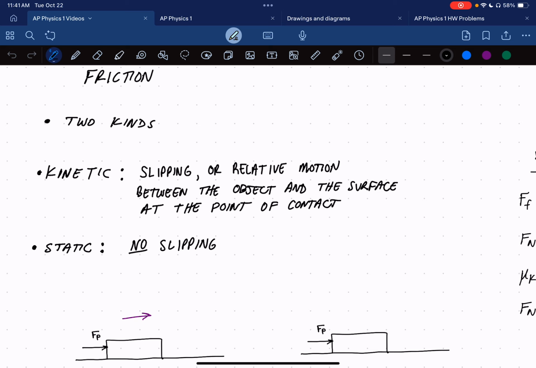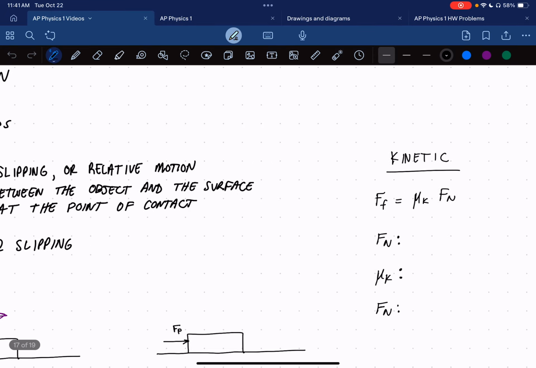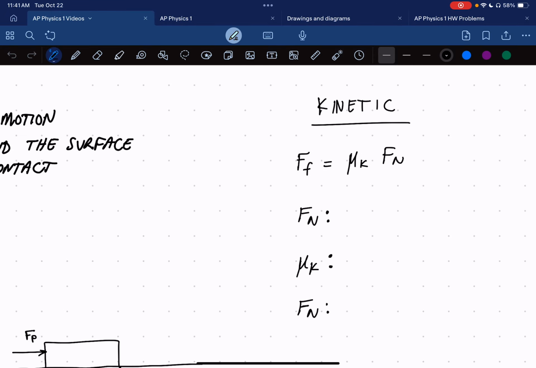Okay. Let's start with kinetic friction. It's a little bit easier of the two, simpler to grasp in this case. Let's come over here. So for kinetic friction, we have an equation for it. The magnitude of the friction force, if it's kinetic friction, is equal to mu sub k times Fn. Whoops, this should say Ff. This is the friction force, which is in newtons.